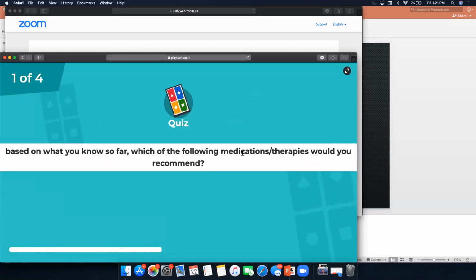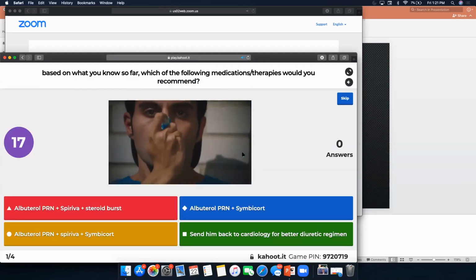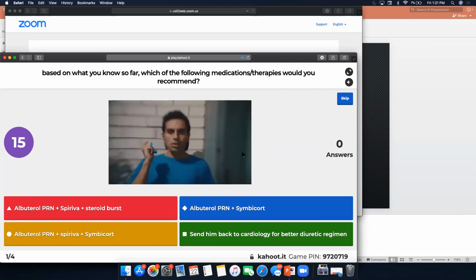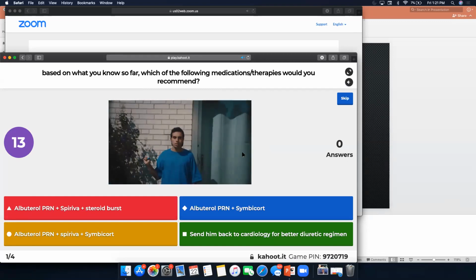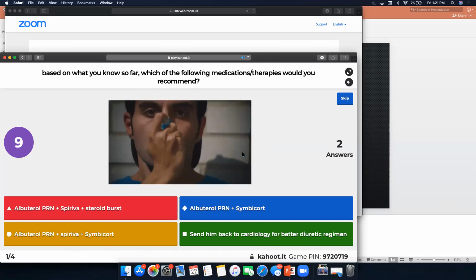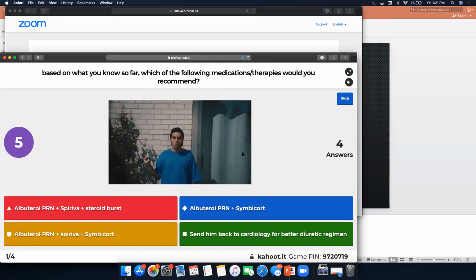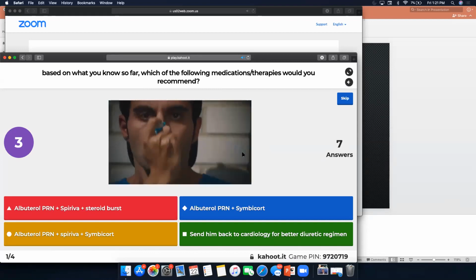So based on what you know so far, which of the following medications or therapies would you recommend? You have 18 seconds. Albuterol as needed, Spiriva plus Asteribors, albuterol as needed or Symbicort, albuterol plus Spiriva plus Symbicort, or send him back to cardiology for a better diuretic regimen. 5 seconds.